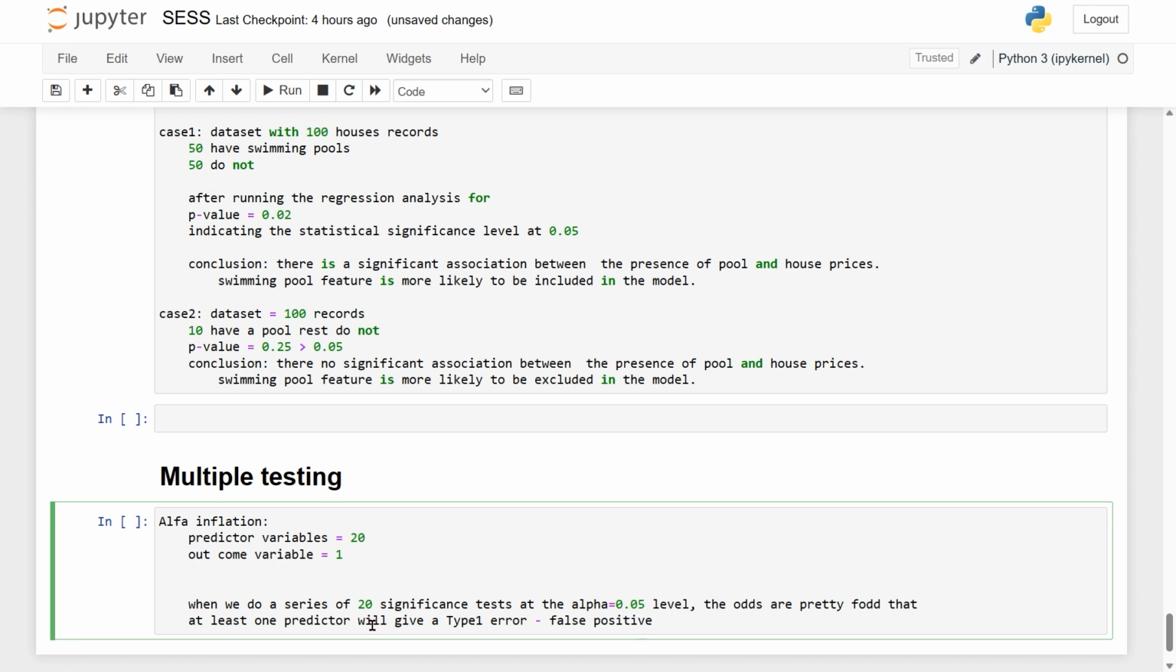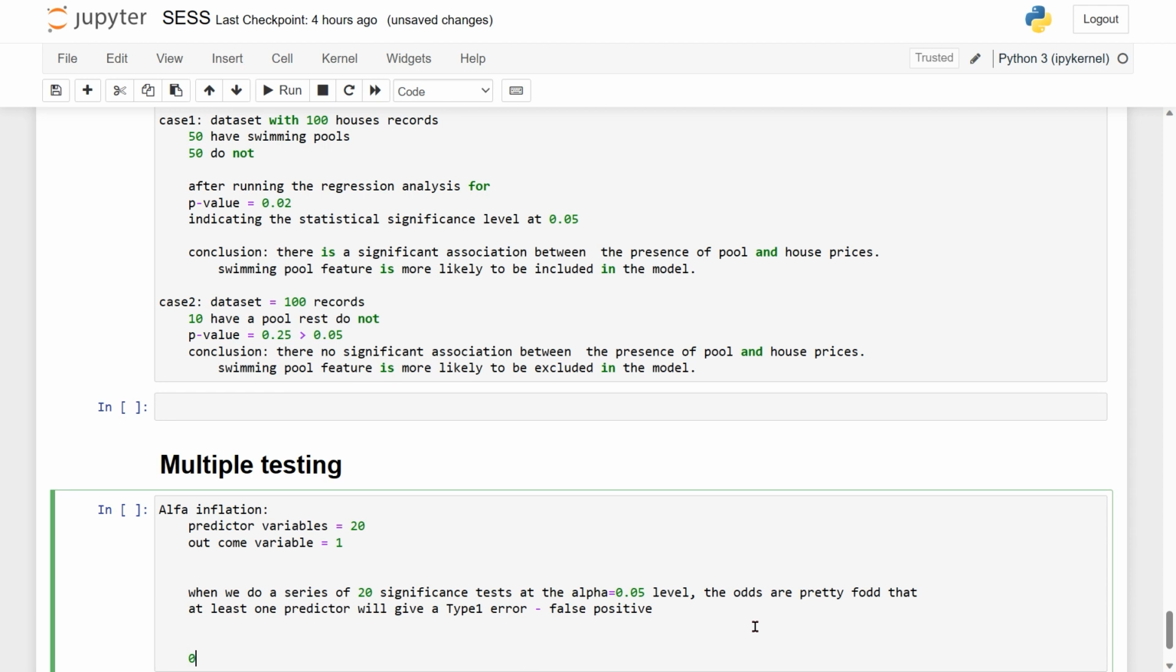Okay, it will reject it, though. It will reject the null hypothesis, but in the real case the null hypothesis is true. That's at least one variable. So now we can calculate this probability by first finding the probability that all will correctly test non-significant at the 0.05 level. The probability that one will correctly test non-significant is 0.95, so 0.95 to the power of 20 equals 0.36.